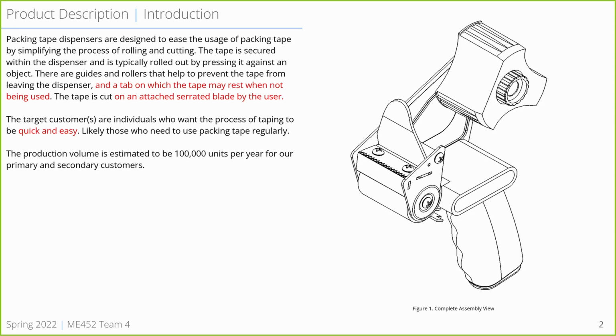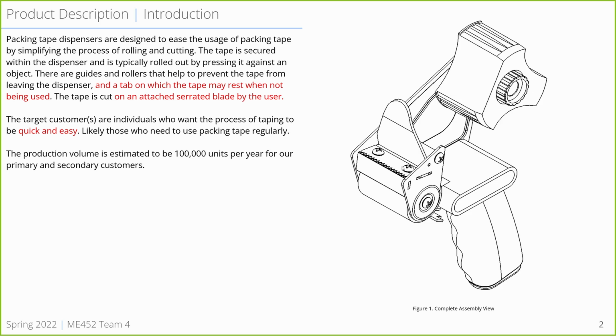So our product is a packaging tape dispenser. It is designed to easily use packaging tape and roll it across products and cut the tape while rolling it. So the general function of this product requires that the roll of tape is held by the roll core. Then it feeds tape down underneath the roller over here and feeds it up to the blade, where the operator will then be able to cut the tape by pressing the blade into the tape.